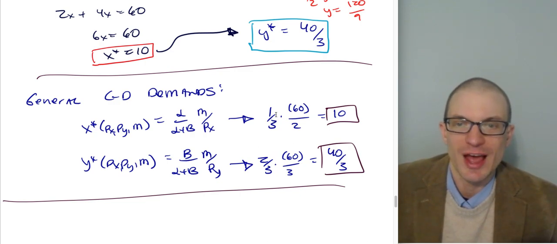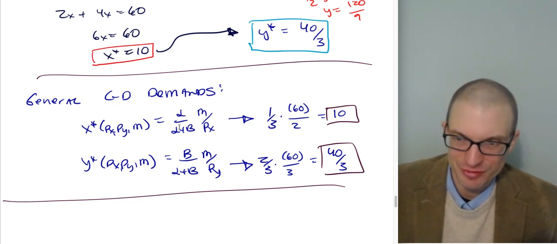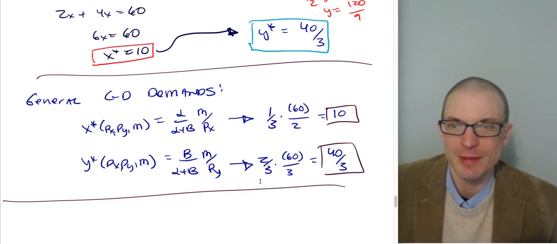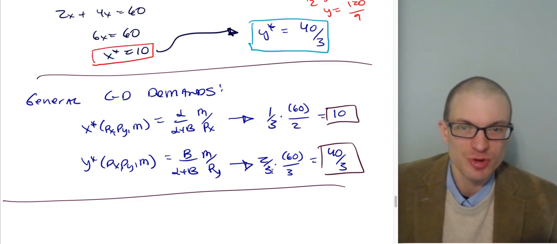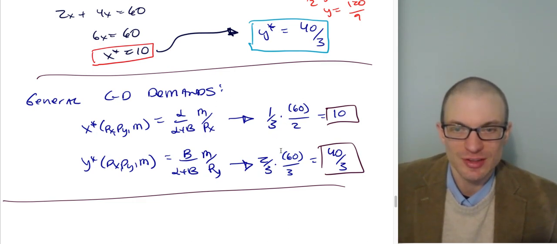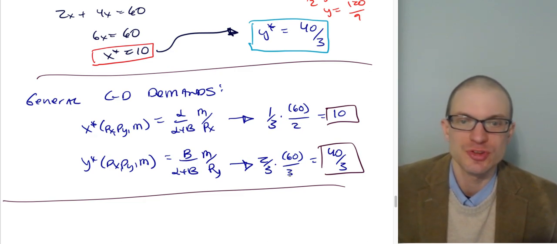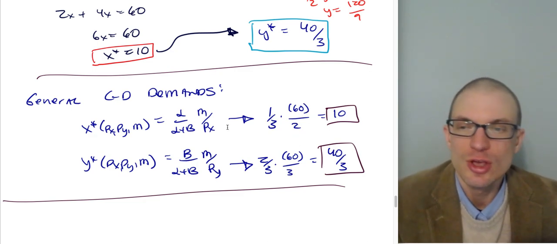So this boils down to 1/3, because that was my alpha, right? Alpha plus beta is 1 in this particular problem. And then this is just beta, 2/3, because alpha plus beta, again, was 1. And then my income was 60. Income is 60. And then the price of good X was 2, price of good Y was 3, and sure enough, this matches.